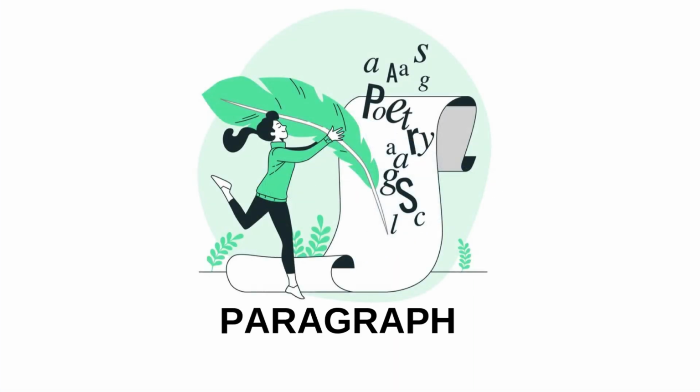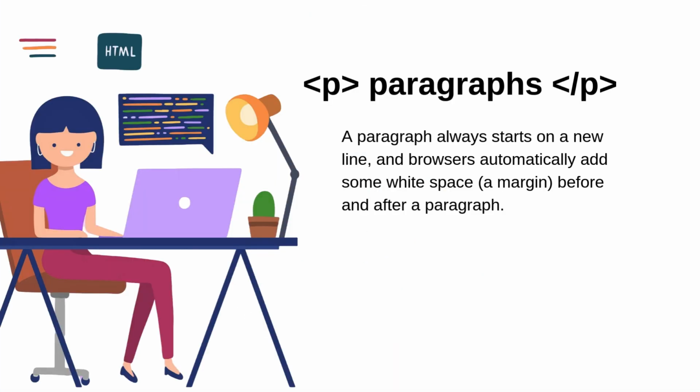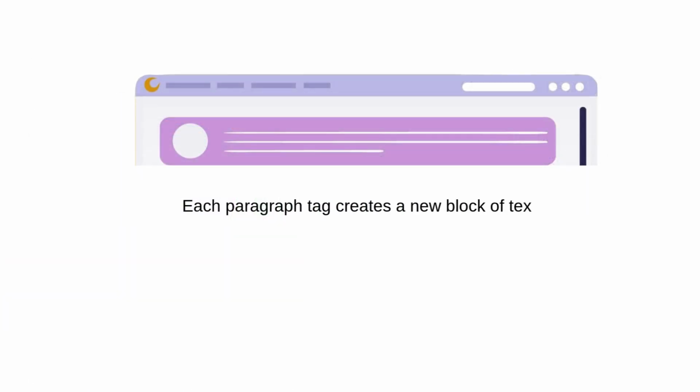Next up, we have paragraphs. HTML paragraphs are defined with the P tag. Each paragraph tag creates a new block of text, making it super easy to organize your content.